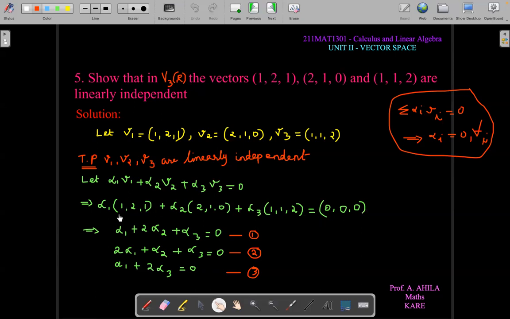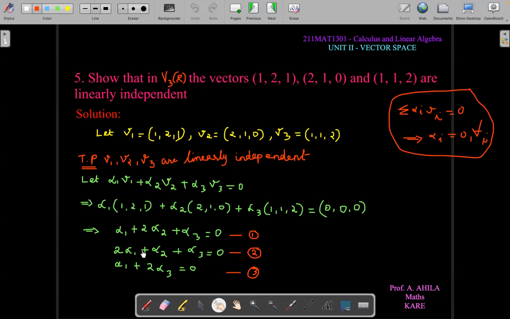So you know how to simplify this equation. The collection of all the first elements on the left will equal the first element of the right-hand side. So we get 1 into alpha 1, that is alpha 1, plus 2 into alpha 2, 2 alpha 2, plus here also 1 into alpha 3, plus alpha 3 equal to 0. So with respect to the first values, we get the first equation.